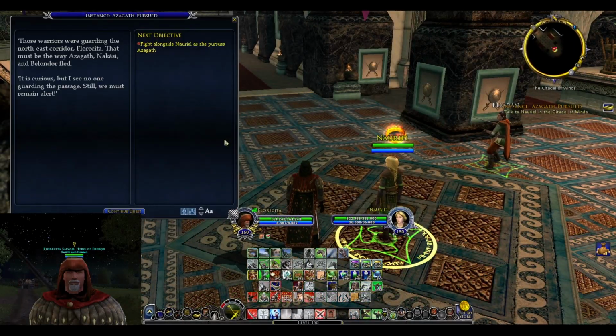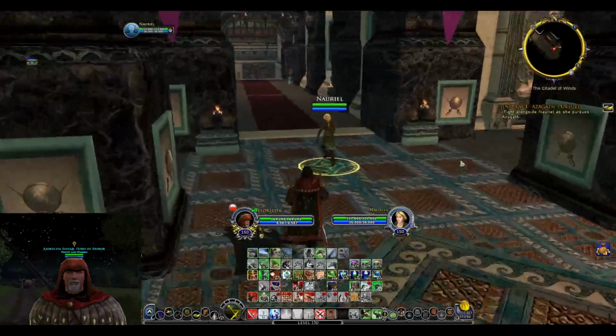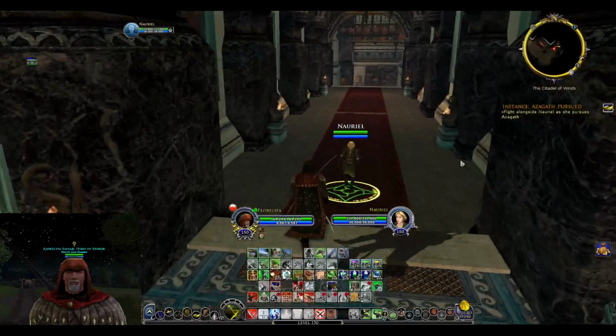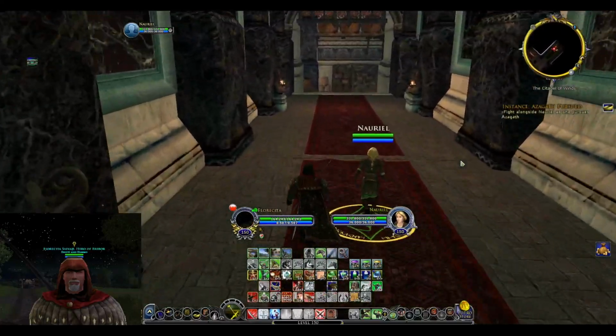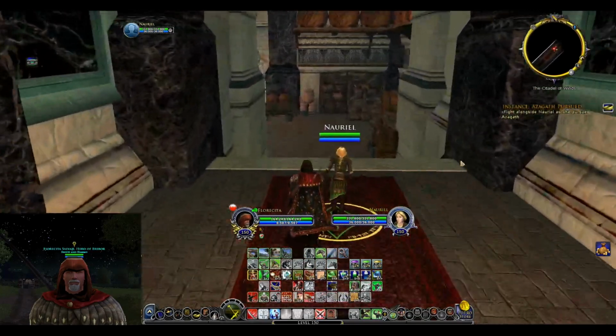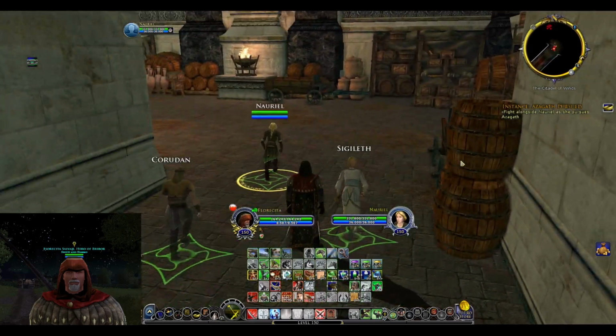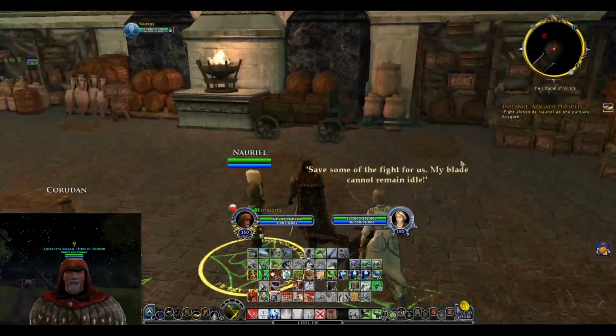Those warriors were guarding the northeast corridor, Floricita. That must be the way Azagath, Misaki, and Bellander fled. It is curious, but I see no one guarding the passage. Still, we must remain alert. Let's go. Yay, Cardun and Sigalith are here.